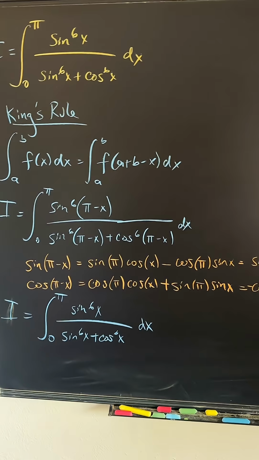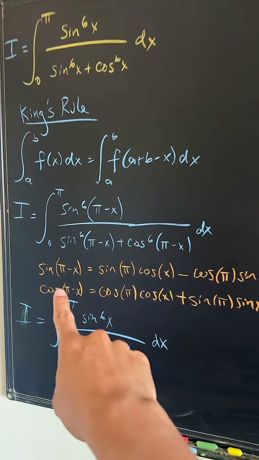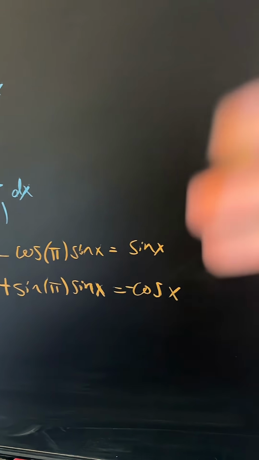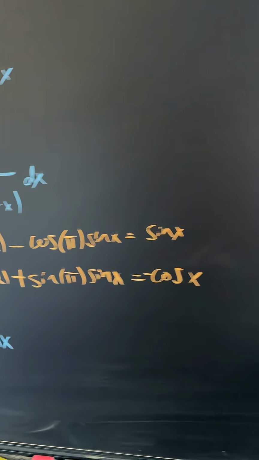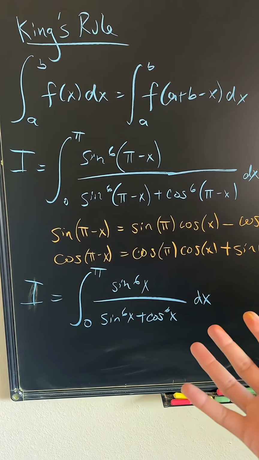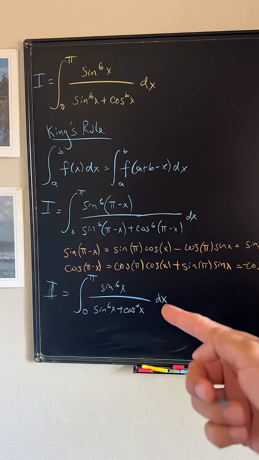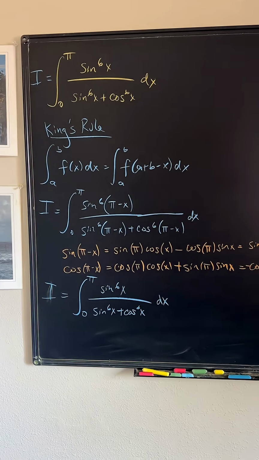And for the people in the back, I'm going to go ahead and show you the sum and difference rules for sine and cosine. Sine is going to basically yield still sine. Cosine of pi minus x is going to yield negative cosine, but when we take it to the power of 6, it's cosine to the power of 6, which means that this integral turns into this, which is just the original integral. So King's rule tells us, yeah, the original integral is equal to that original integral. We can't really do much with it.